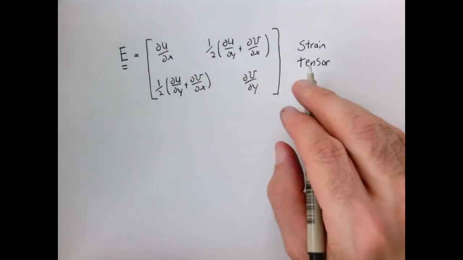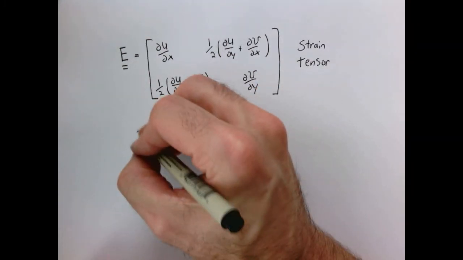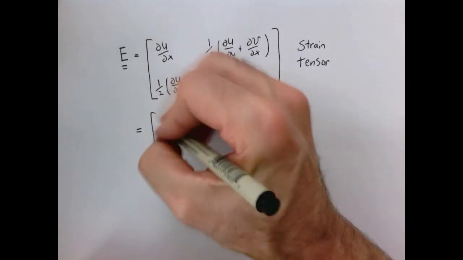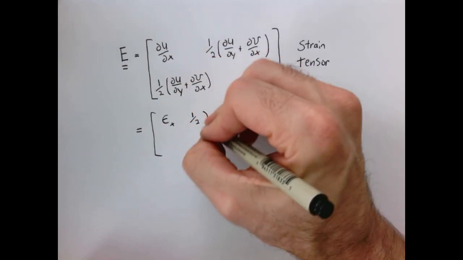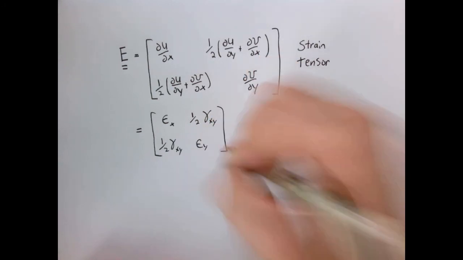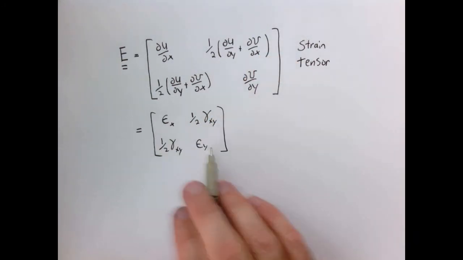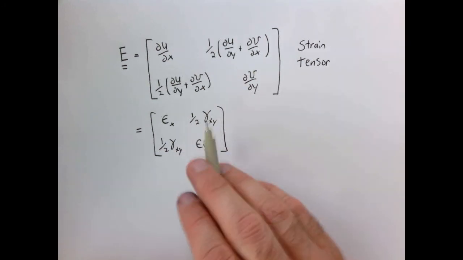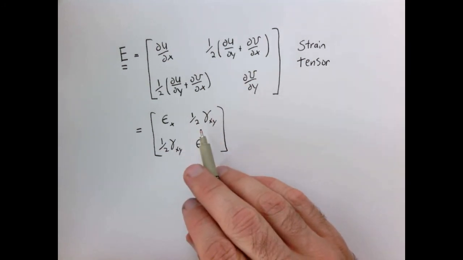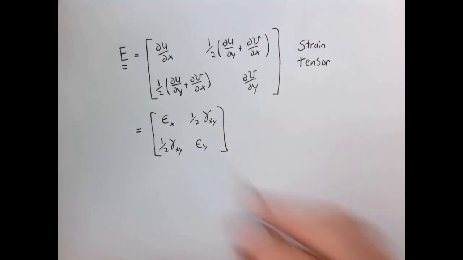And so this is called the strain tensor because if we go back and we look at our definitions, these are just the different components of strain. So the axial strain and the shear strain. Now the only thing that's a little weird here is this factor of 1/2. And the only reason the 1/2 is in here is to relate it more readily to the displacement field.